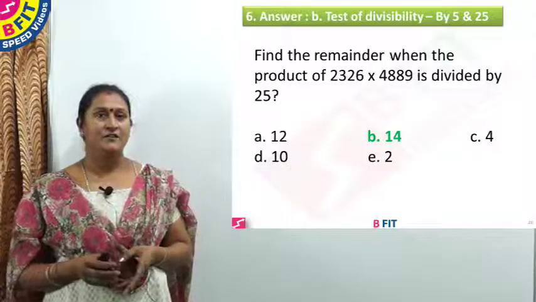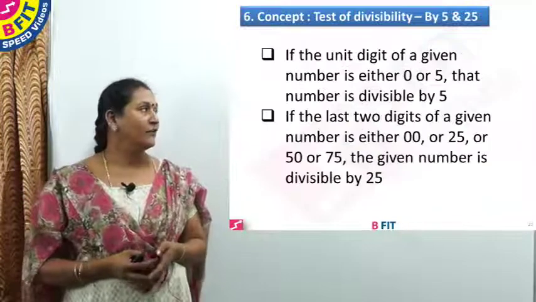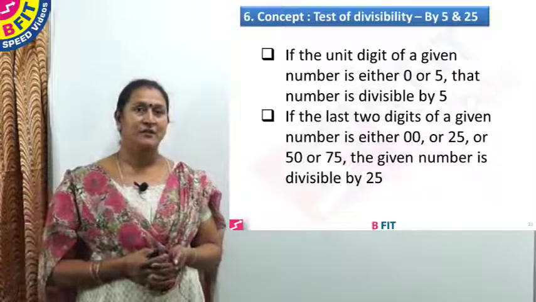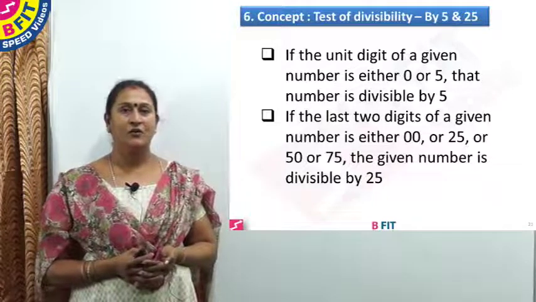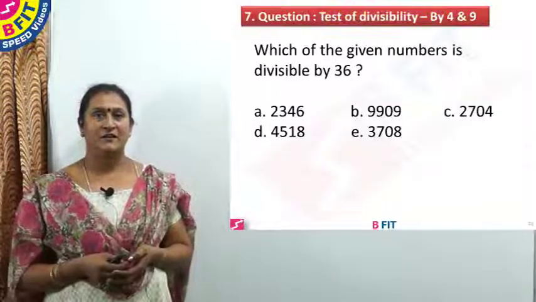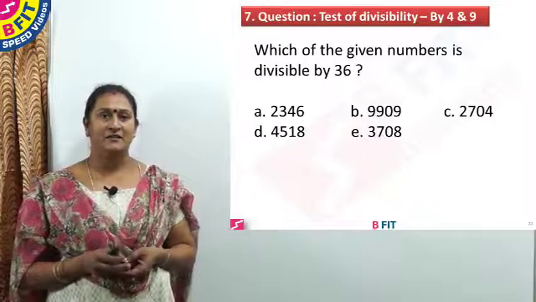And the answer for question number 6 is option B, 14. And for a number to be divisible by 25, the last two digits should be 00 or 25 or 50 or 75. Question number 7. Which of the given numbers is divisible by 36? So now we will see the working of question number 7.